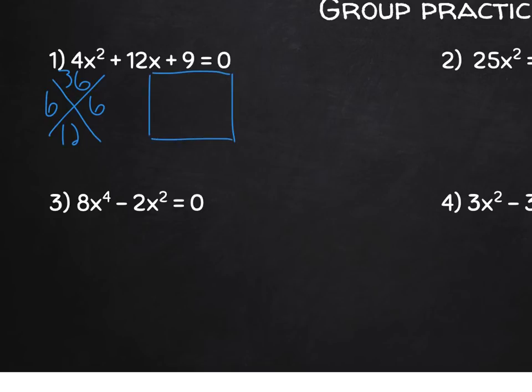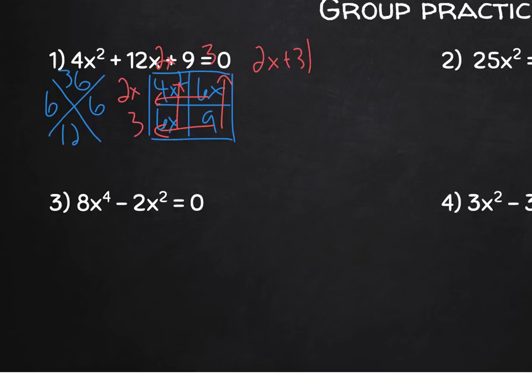Draw our box. And so we get 4x squared here, 9 there, 6x and 6x. I get 3 there, 2x there, 2x there, and 3 there. So then we get 2x plus 3 times 2x plus 3. And since we're solving, we'll leave them as separate. And our next set of notes, we'll learn how to deal with it when we put them together.